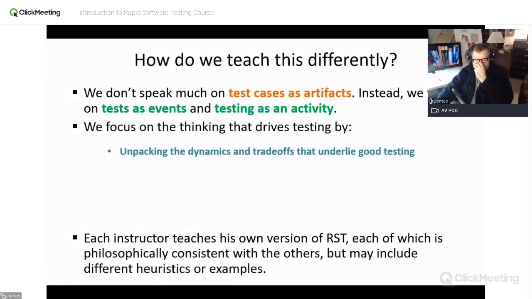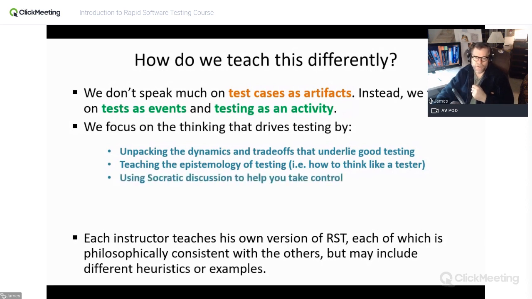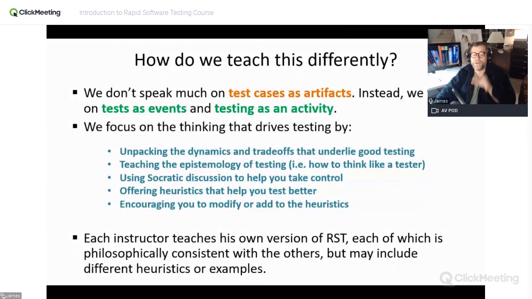Here's what we try to do in the class. We try to unpack the dynamics and trade-offs of testing to show its complexities. We teach you about the epistemology of testing, which is a fancy way of saying, how do you think like a tester? We use a Socratic approach because we think that helps you take control and take ownership of the material. We offer lots of heuristics that help you test better. And in the class, we explain what a heuristic is. That's a whole talk in and of itself. We encourage you to change our heuristics. And we offer practical exercises to help you build your skill.